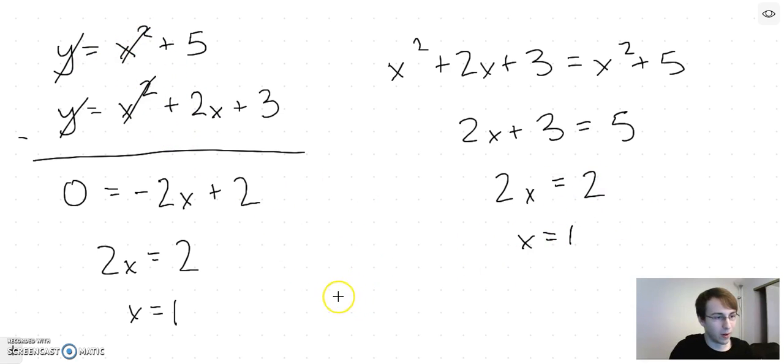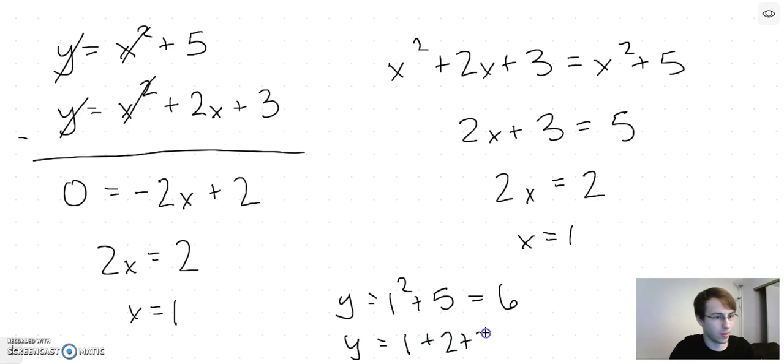We could plug that back in to find our y. We could do y equals 1 squared plus 5 equals 6, or we could do y equals 1 plus 2 plus 3, which also comes out to 6. Either equation works out. So the solution here is (1, 6).